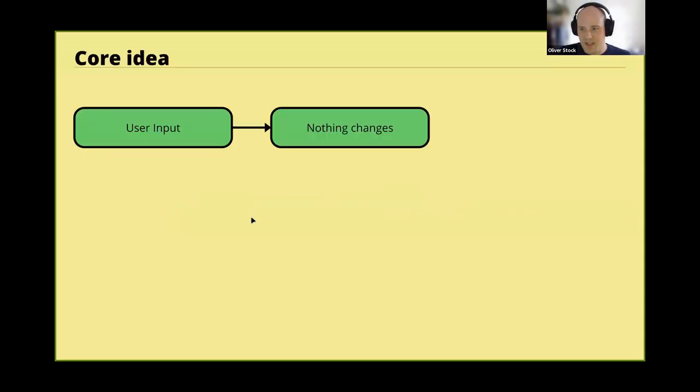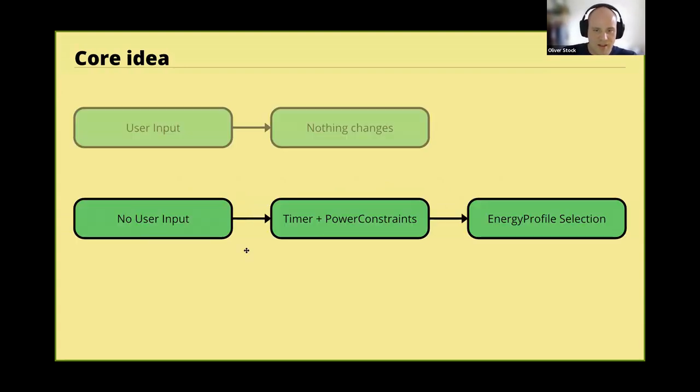When there is user input, nothing changes. Everything is as you know it. It's the same. But as soon as the user stops inputting for a certain amount of time, then we start a timer in the background and we evaluate some power constraints that I will talk about in a minute. And then we will select an energy profile, as they are called, which is basically a recipe of in which areas we could save energy and what is the best fit for the current situation.